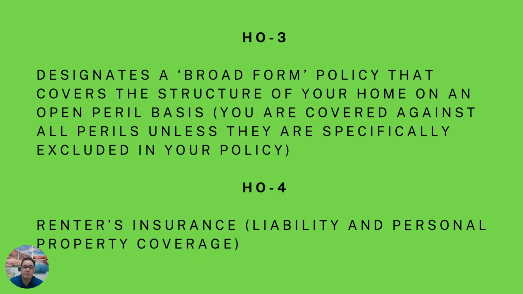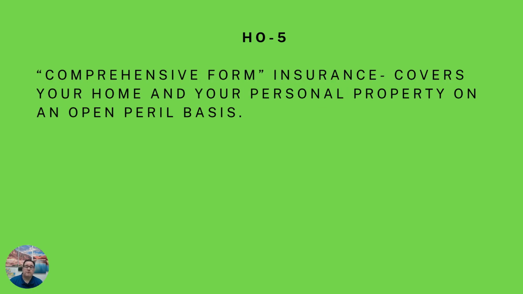HO3 is the next level up, and that's called broad form. Unless it's excluded, something that happens to the property as a peril is covered. Then you have HO4, which is renter's insurance, which is liability coverage for anything that happens on the property while the tenant is occupying, but it also covers their personal property if there's a loss. HO5 is known as comprehensive form insurance, and that covers the property on an open peril basis.